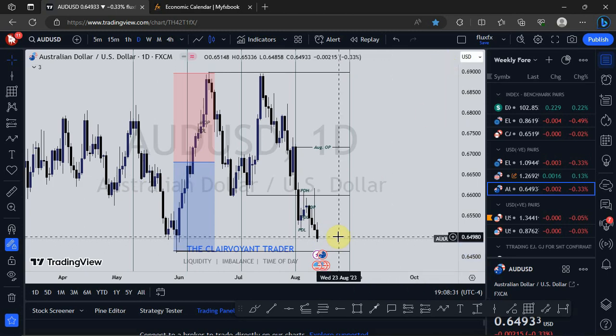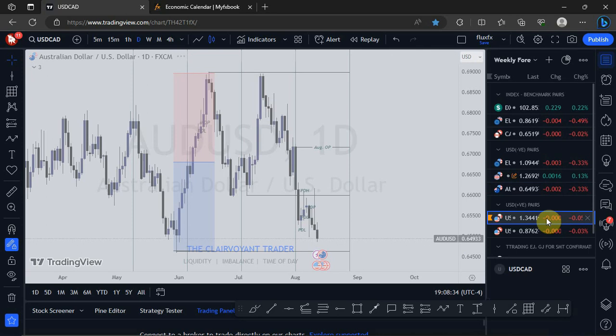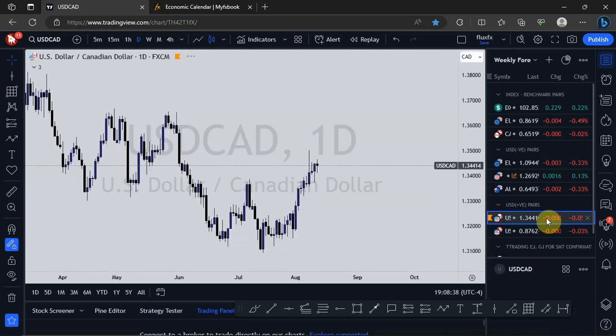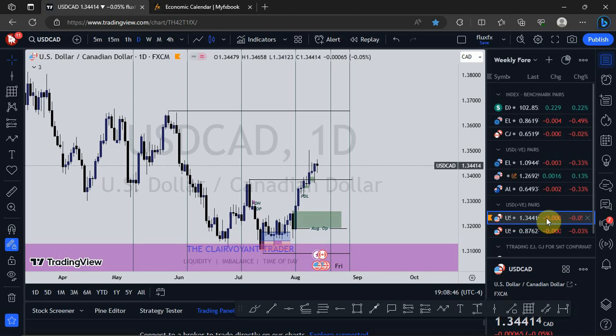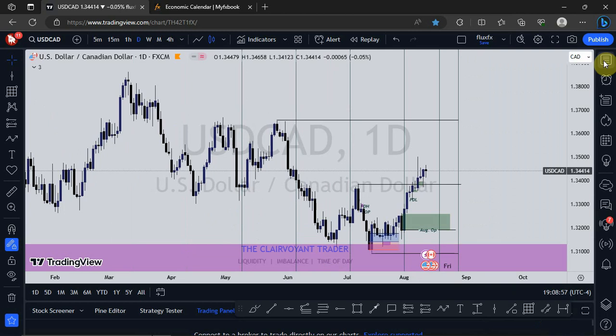Let's look at what is happening on USDCAD. A bullish dollar index means definitely a bullish USDCAD. But whether I will trade USDCAD next week or not is going to depend on how CADCHF will perform. So let's take note of that. If we look at USDCAD, we've seen it moving to the upside.